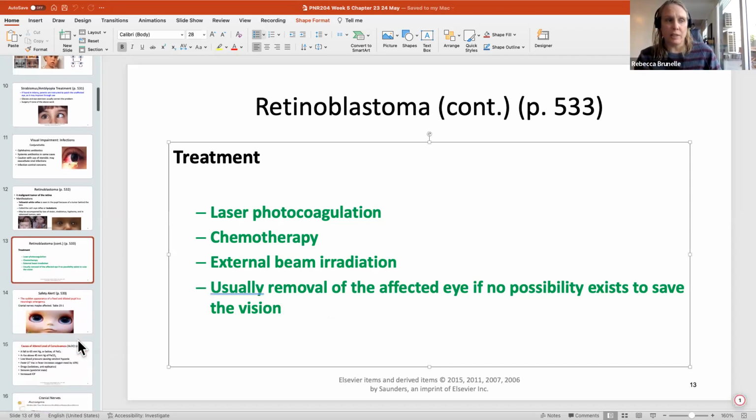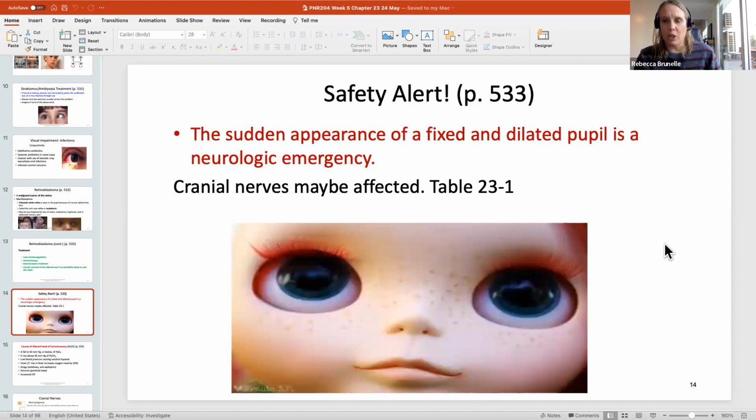So this next slide has nothing to do with infection, but it's one of those things where you always need to know what the most dangerous thing is out there. There's a lot of priority type questions in NCLEX and HESI world.